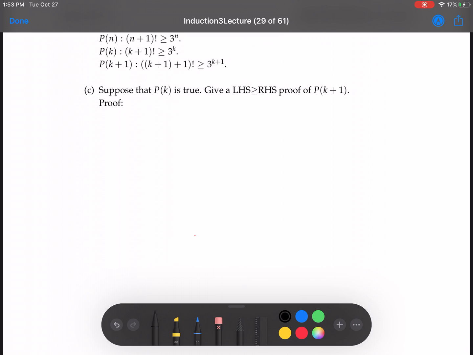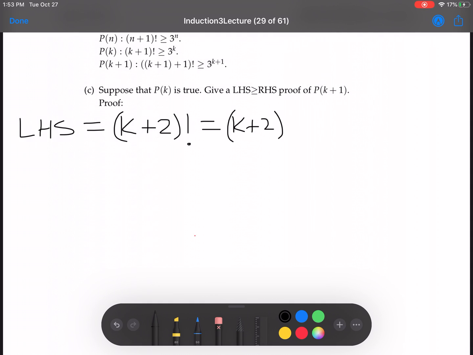Okay, so left-hand side, I'm going to write that as k plus 2 factorial. I think it's clear. We know that k plus 1 factorial is k plus 2 factorial. All right, that's k plus 2 times k plus 1 factorial.